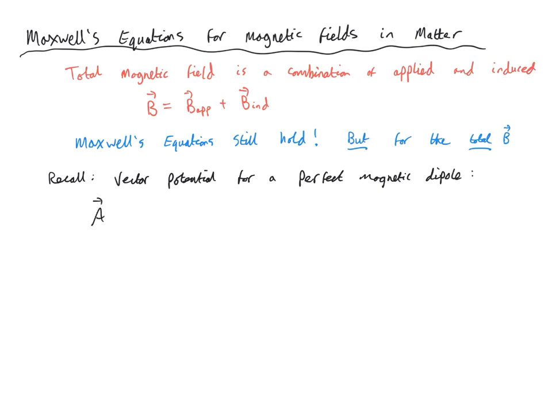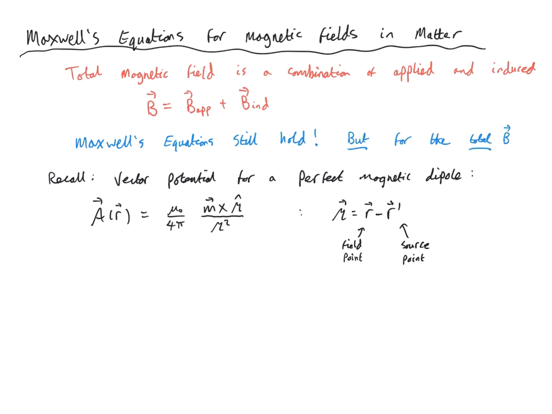We have that the vector potential A at a position in space r is given as mu0 over 4 pi multiplied by the magnetic dipole moment m crossed into the unit separation vector divided by the separation vector squared. And remember here that this separation vector is r vector minus r primed. This is the field point where we're trying to evaluate the vector potential, and this is the source point, which is the location of our perfect magnetic dipole. Okay, so that's the vector potential for a perfect magnetic dipole that we worked out in the last lecture.